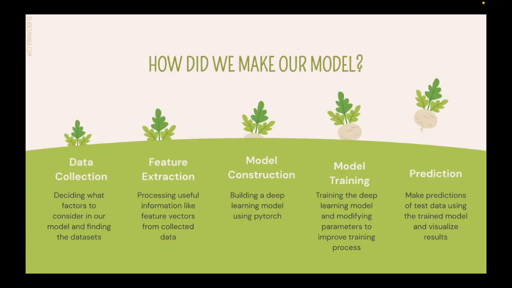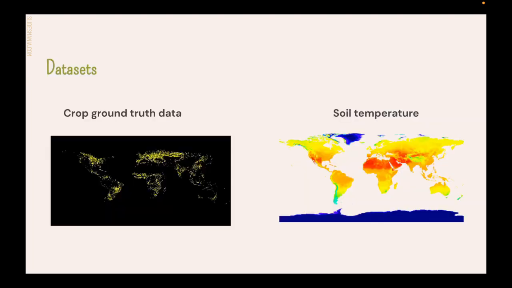So, how did we actually make our model that does this task? We went through 5 steps. The first step is data collection. The data collection step is basically deciding what factors to consider in our model, and we searched and found the data sets that we were going to use. The second step is feature extraction, where we processed useful information like feature vectors from the collected data. Then we moved on to the third step, which was model construction. We built a deep learning model using the PyTorch library. Then the fourth step, we trained the model. We trained the deep learning model and modified the parameters to improve the training process. Then lastly, we went through the prediction step, which was making predictions on test data using the trained model and visualizing the results.